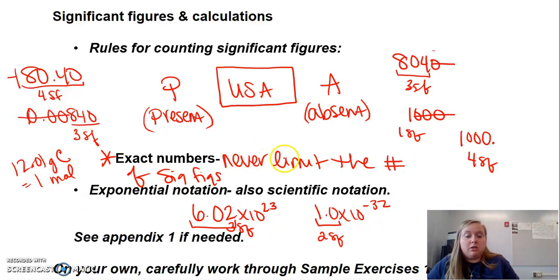So unit conversion numbers and formula weights are considered exact numbers in chemistry. Avogadro's number, those are all exact, and we just sort of ignore them when it comes to sig figs.